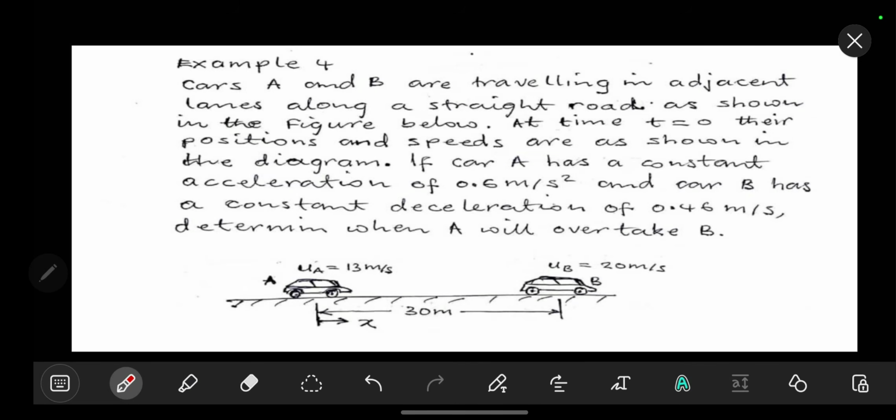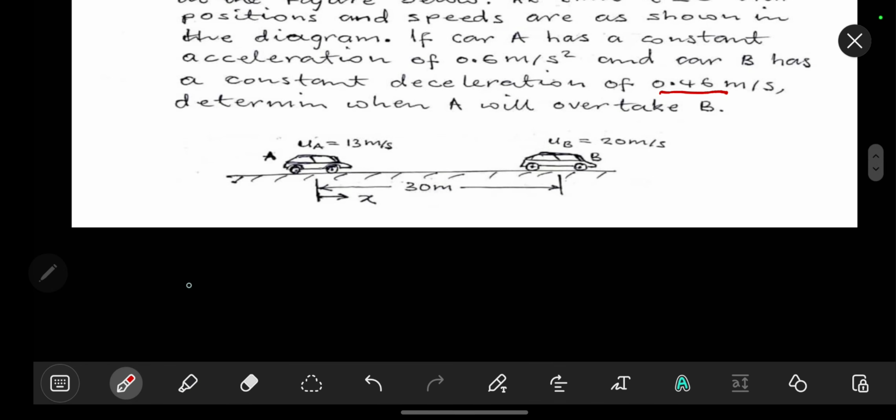Let's look at this other one. We have car B has a constant deceleration of 0.46. Deceleration is the rate of slowing down, therefore this value will attract a negative. So let's begin. Our SB, on the other hand, you shall not add the 30, but it's just SB, should be equal to our UT plus half AT squared, the velocity of car B.